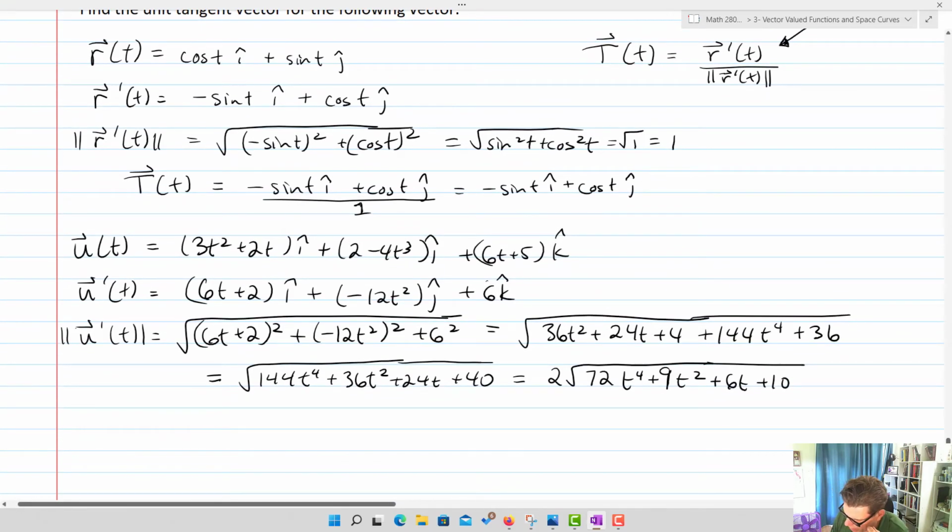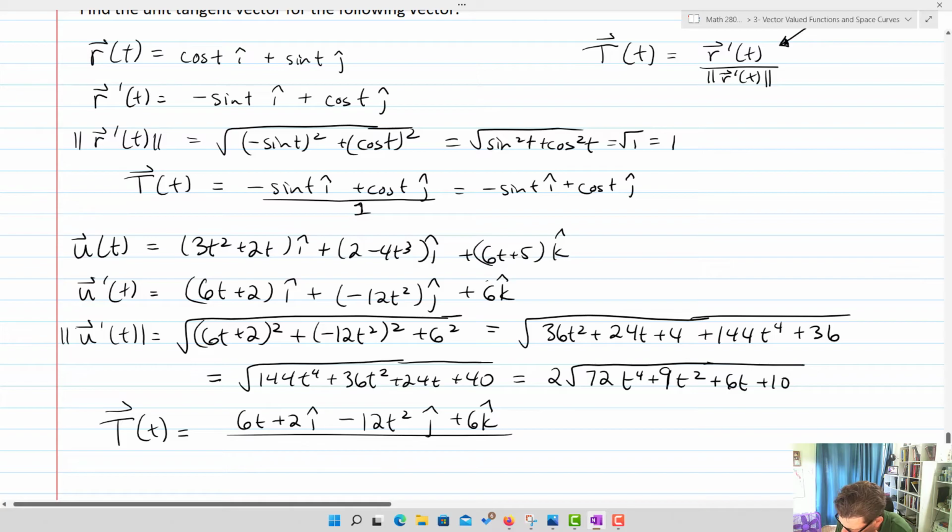And so our unit tangent vector, T of t, is going to end up equaling 6t plus 2 i minus 12t squared j plus 6k, divided by 2 times the square root of 36t to the fourth plus 9t squared plus 6t plus 10.